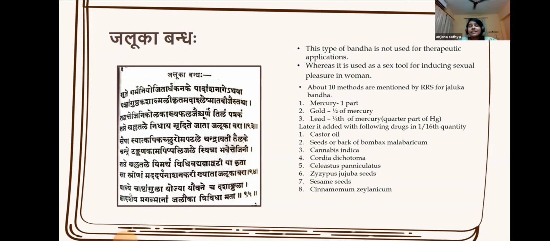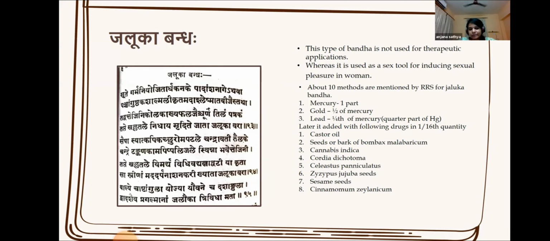There are more than 10 methods explained for the preparation of Jaluga Bandha in Dasaratna Samuchaya, but I have mentioned one method here. Mercury is added with a half part of gold and 1/4 part of lead, that is Naga, and then added with 1/16th quantity of the Kalkadravya, and it is triturated until we get a solid form which can be rolled into a leech-like form.